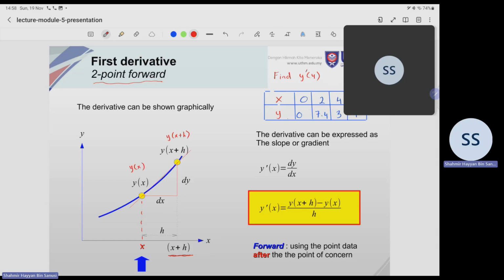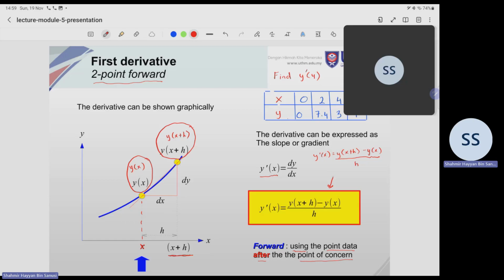In order for you to find the first derivative y prime x using 2-point forward, this equation can be used, whereby y prime x is equal to y(x plus h) minus y(x) over h. Basically, for 2-point forward, you use the point data after the point of concern. So the point data is y(x). The point after the point of concern is y(x plus h).